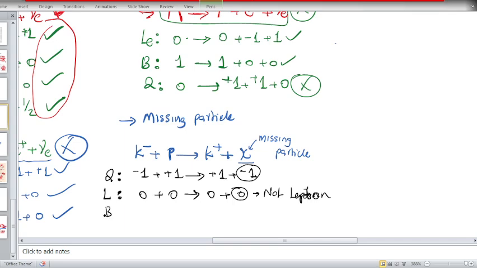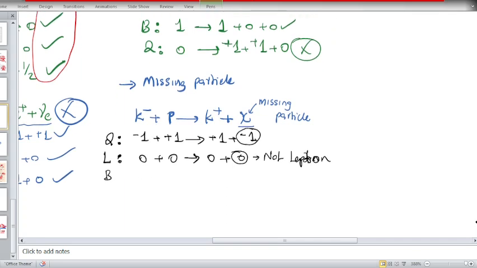Then you consider baryon number. What will be the values? It has to be conserved. The baryon number for K is 0 because it is a meson. The next one is 1 because it is a baryon. K plus is again 0. So then this one must be 1, which means that it is a baryon. So the missing particle is a baryon, not a lepton, and it has a charge of minus 1.